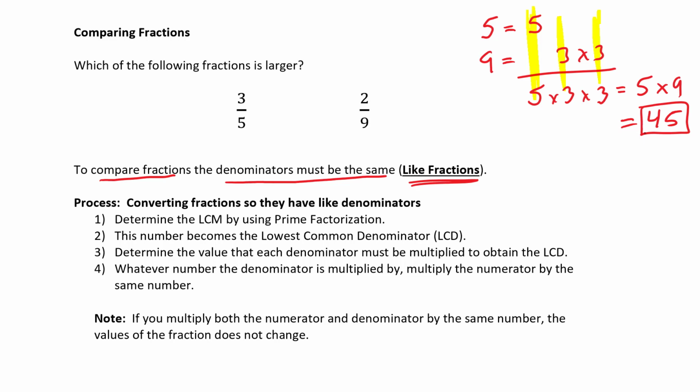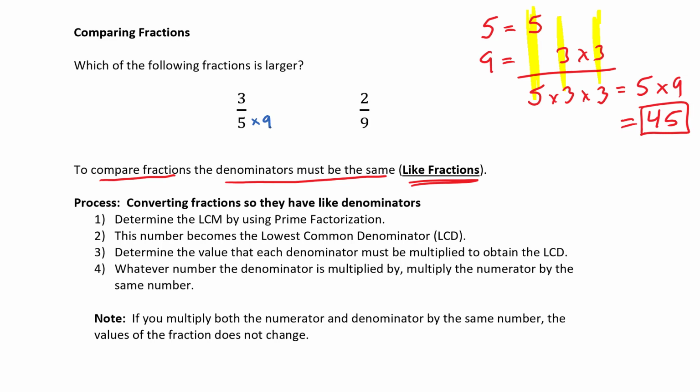Now, whenever you have two numbers, you can get a common multiple by just multiplying them together, but you don't always get the lowest common multiple by doing that. So I would advise you to always try and do prime factorization to get that lowest common multiple. So what do we have to do now? To get the 5 to become a 9, I've got to multiply the bottom by 9.